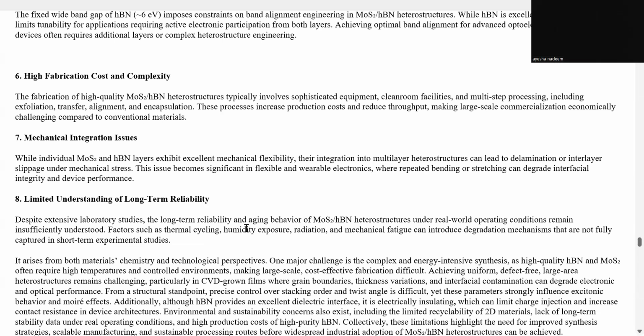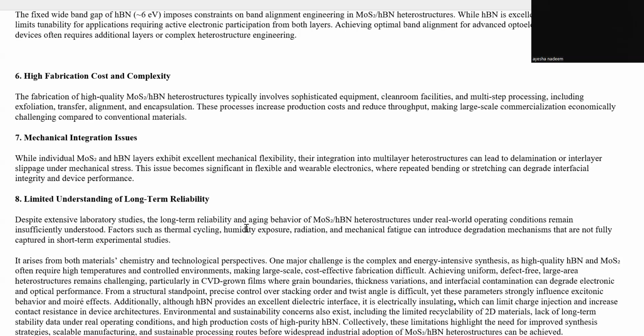While individual molybdenum disulfide and hexagonal boron nitride exhibit excellent mechanical flexibility, their integration into multilayer heterostructures can lead to delamination or interlayer slippage under mechanical stress. This issue becomes significant in flexible and wearable electronics, where repeated bending or stretching can degrade interfacial integrity and device performance.